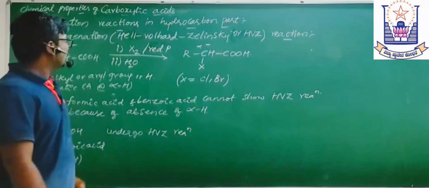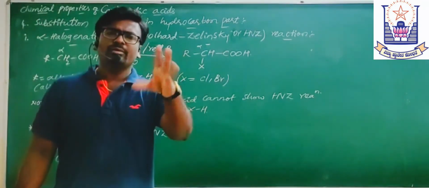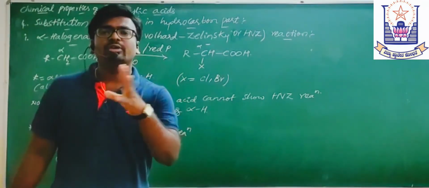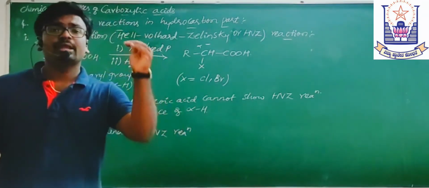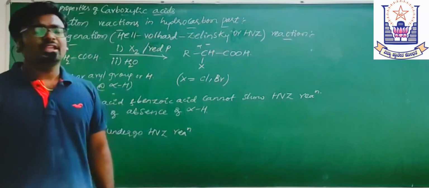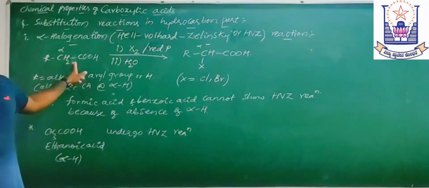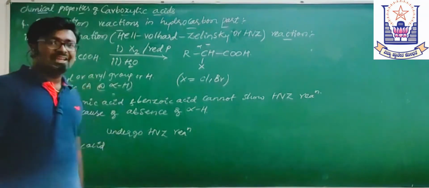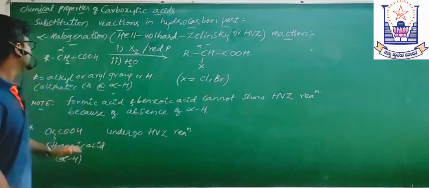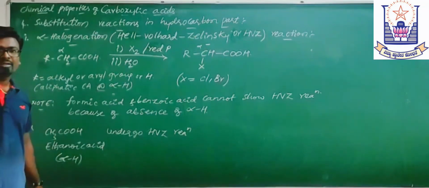In organic chemistry, you need to remember a lot and practice a lot. But these are very simple and easy. You can write the reaction equation for acetic acid, propanoic acid, butanoic acid, even phenylacetic acid also. Phenylacetic acid means in this R you take C6H5, that is the benzene ring.